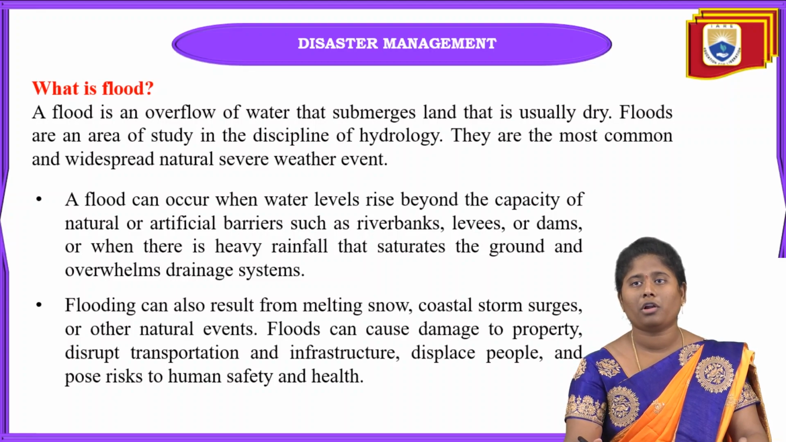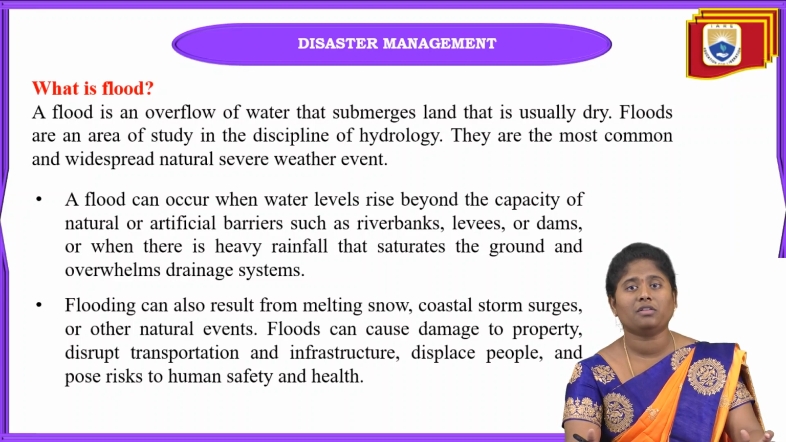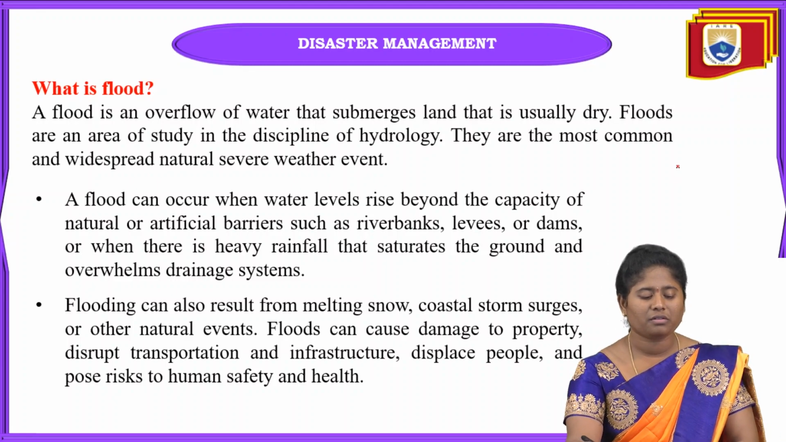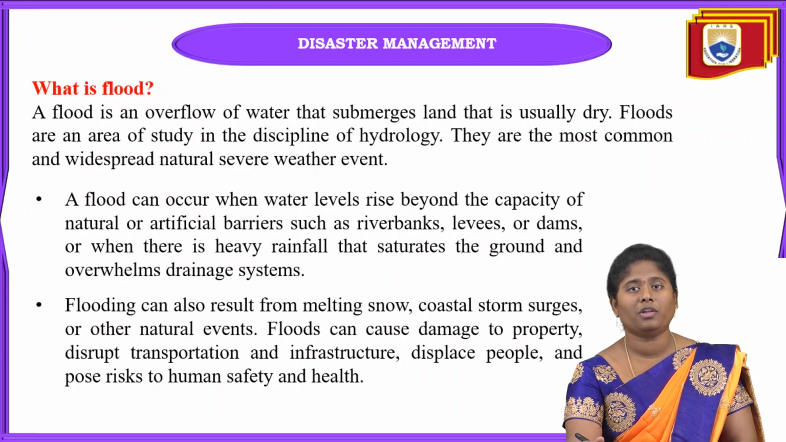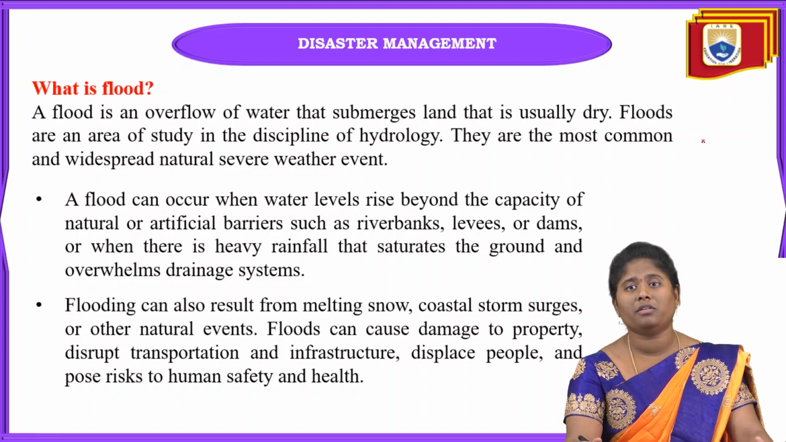And also when heavy rainfall is there, almost at normal rainfall only, the ground will be saturated. But after the heavy rainfall also, after the saturation of the ground, there will be an overwhelming of the drainage systems. And next, flooding can also occur due to the melting of snow and also storm surges, and other natural events. Due to these floods, there can be so much damage to transportation, properties, and infrastructure, and also displaced people. And mainly this will risk human safety and also health.